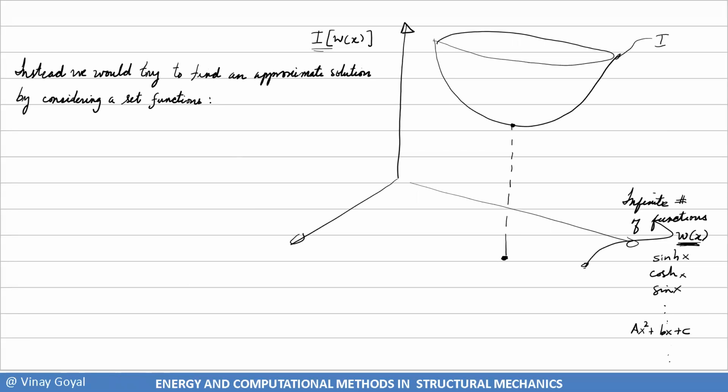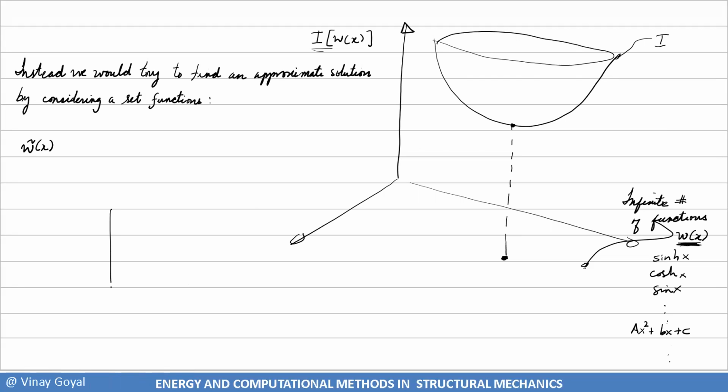So let's make W tilde be the approximate solution to the problem. So W(x) is the real solution to the problem. W tilde(x) is the approximate solution to the problem, and we're going to make W tilde(x) satisfy the essential boundary conditions of the problem. We're going to make sure it's kinematically admissible, a function that's physically possible.